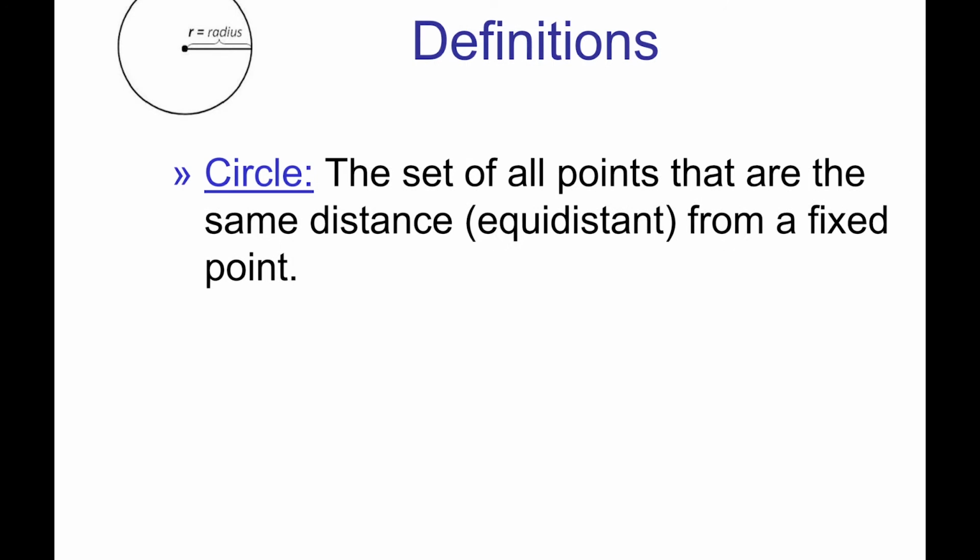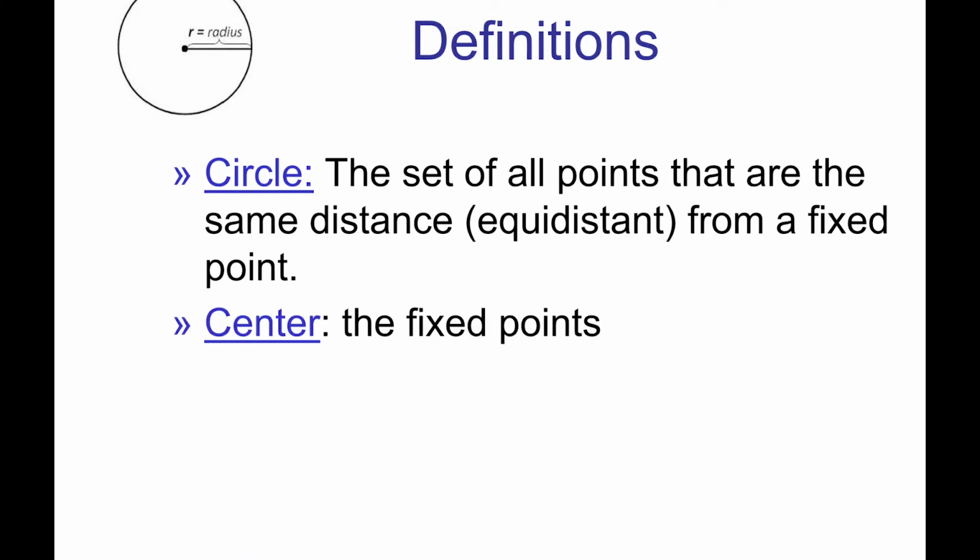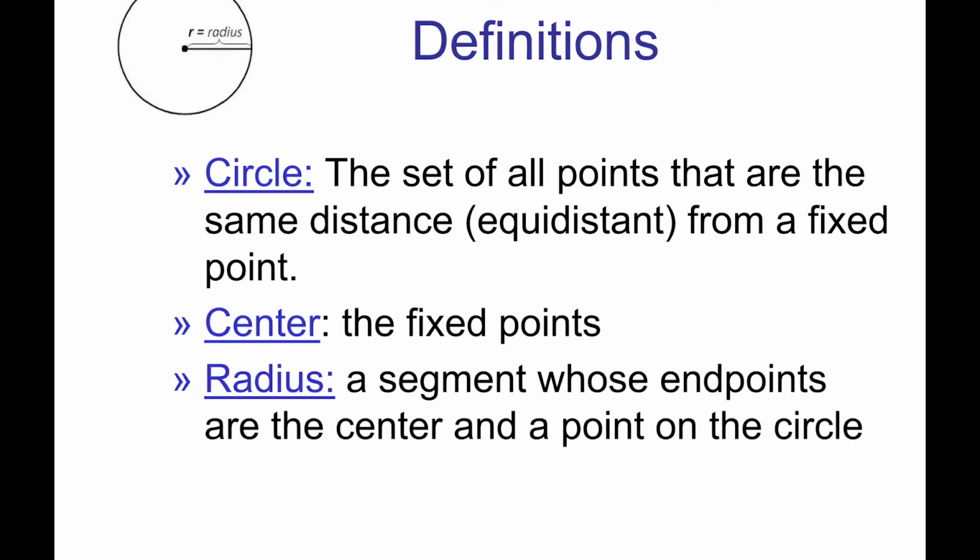Okay, let's just remind ourselves of some definitions of our circle. Our circle is a set of all points that are the same distance, or equidistant, from a fixed point, i.e. the center. So your center here is our fixed point. And the radius is a segment whose endpoints are the center and a point on the circle.